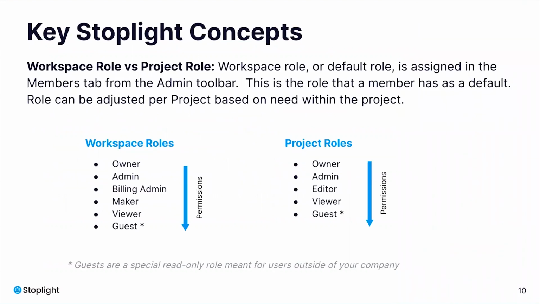All right, before we get into the tour of the workspace, we're going to discuss some key concepts and hierarchies that will help you better understand Stoplight's user experience. One of the important concepts to understand within Stoplight is the concept of roles. While workspace roles are focused on access for managing settings and changes at the workspace level, which is located in your members tab, project and team roles are focused on the level of access within an individual project.